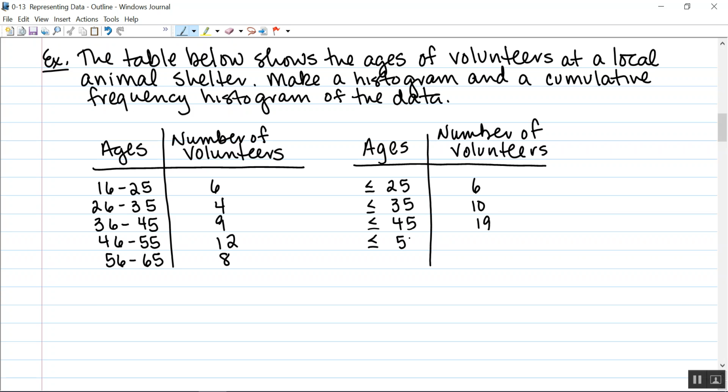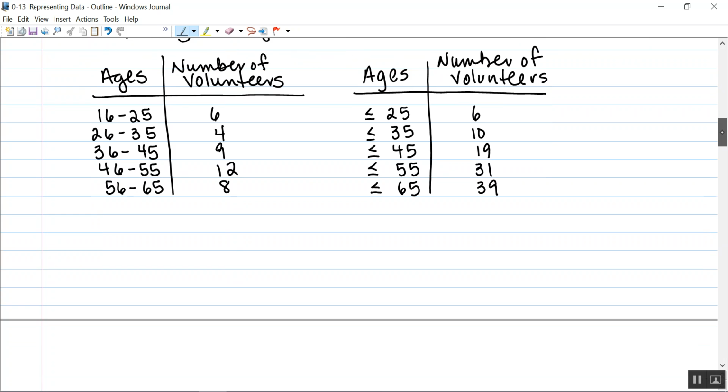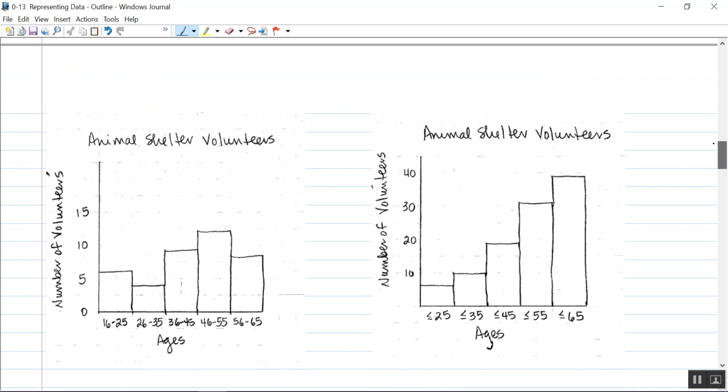Less than or equal to 55, I'm going to add 12 to that number for 31. And less than or equal to 65, that's actually going to be the total of how many volunteers I have here, or adding 8 to 31, which is 39. Now when I go to draw these histograms, here's what they're going to look like.